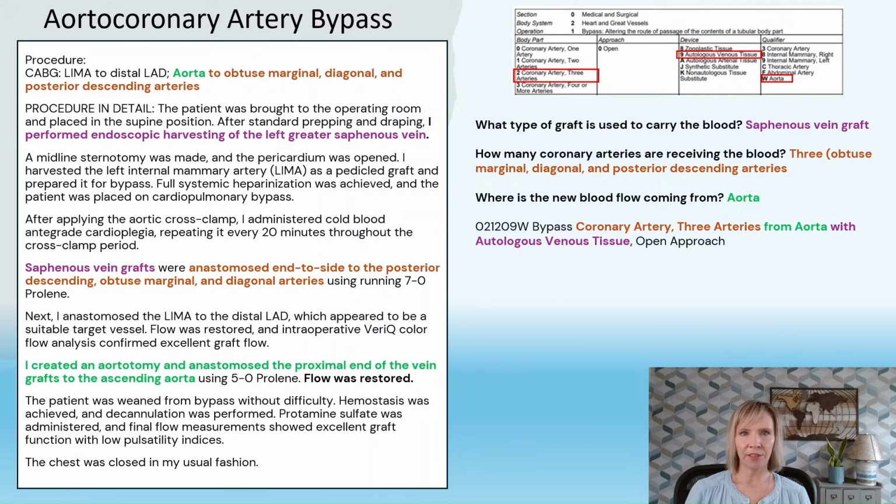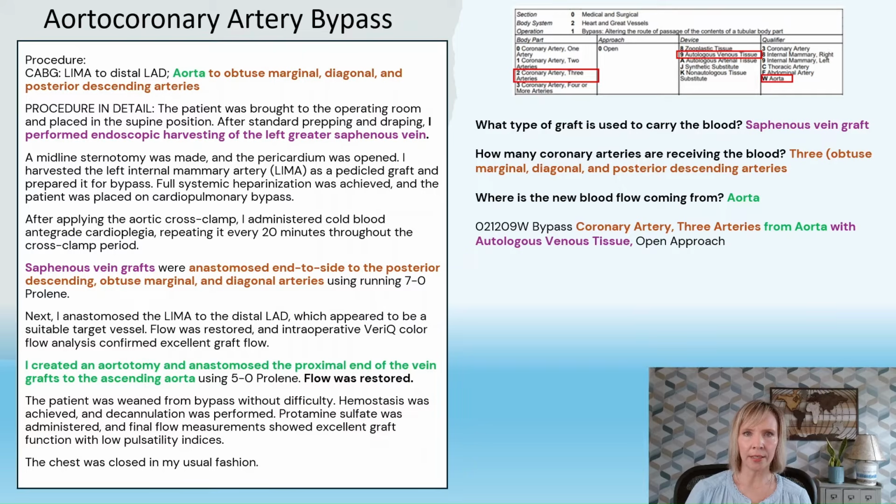In this case, the graft used to reroute the blood flow is a saphenous vein, which was harvested endoscopically from the patient's left leg. Because the graft is a venous graft that originated from the patient's own body, it is classified as autologous venous tissue. Next, we need to determine how many coronary arteries are being revascularized using this graft. According to the operative report, the saphenous vein graft was anastomosed to the posterior descending, obtuse marginal, and diagonal arteries. This indicates that 3 coronary arteries are now receiving blood flow via that saphenous vein graft.